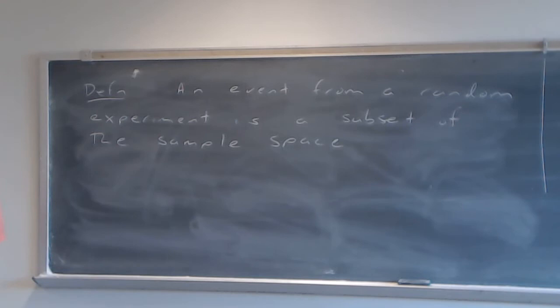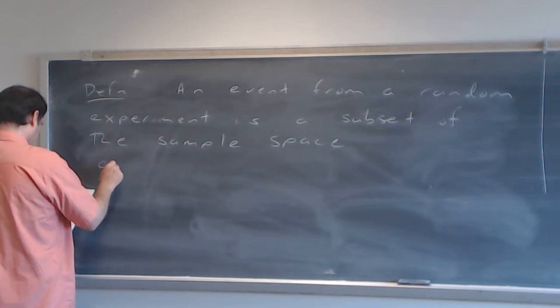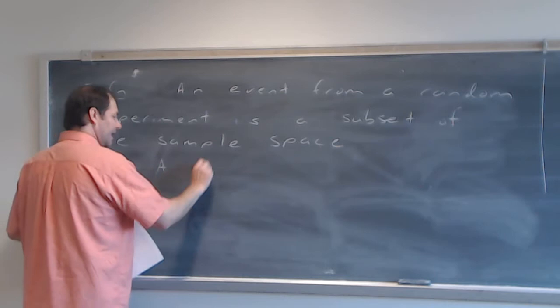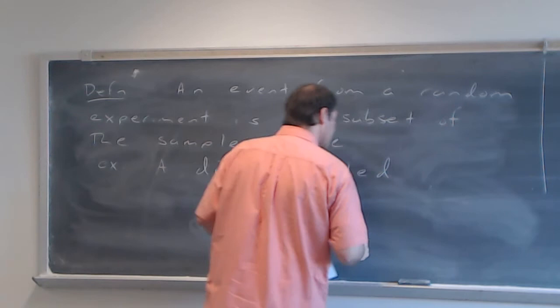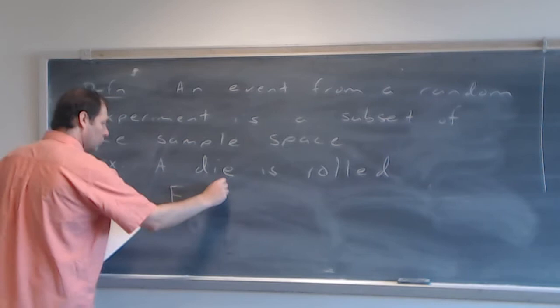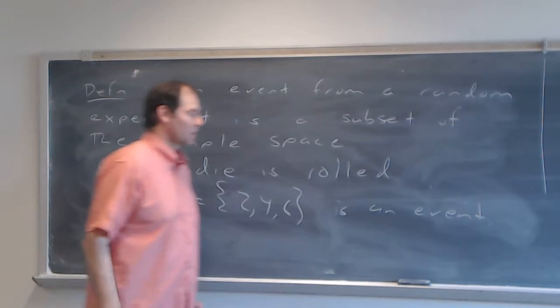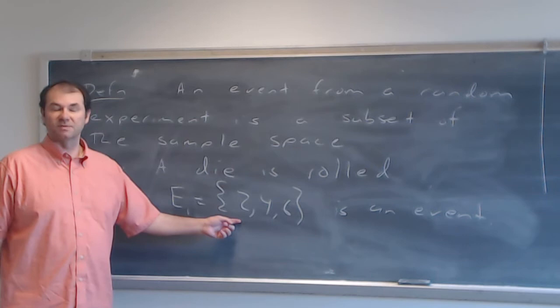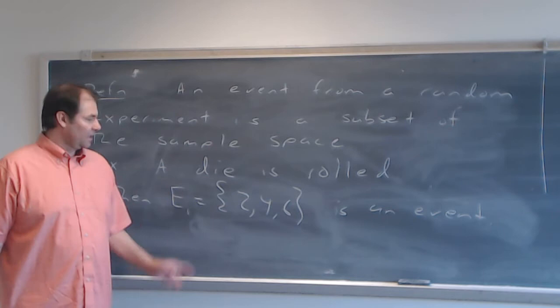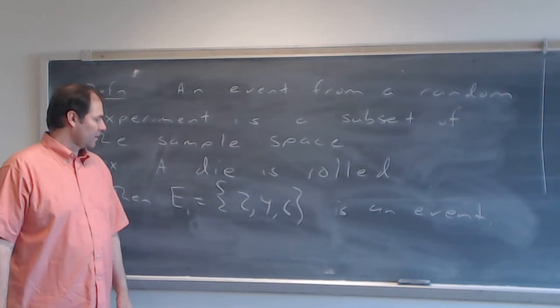Okay, so let's look at an example. Let's suppose that our random experiment is that a die is rolled. Then E sub 1 equal to, let's say, {2, 4, 6} is an event. E sub 1 is an event because it's a subset, not subspace, of the sample space. As a matter of fact, this event for a die being rolled is the event of getting an even number.